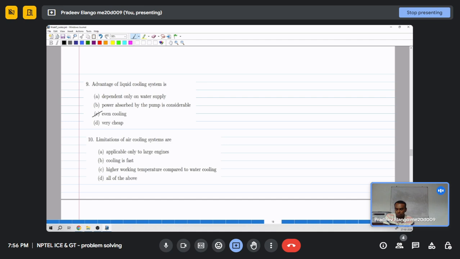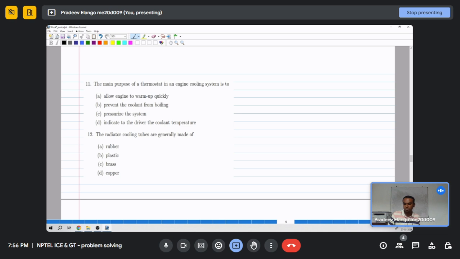Limitations of air cooling systems: applicable only to large engines, cooling is fast, higher working temperature compared to water cooling, all of the above. Applicable only to large engines is not correct, because only small engines can be air cooled. Cooling is faster is also not true, and higher working temperature compared to water cooling is correct. Sorry, yeah, C is right.